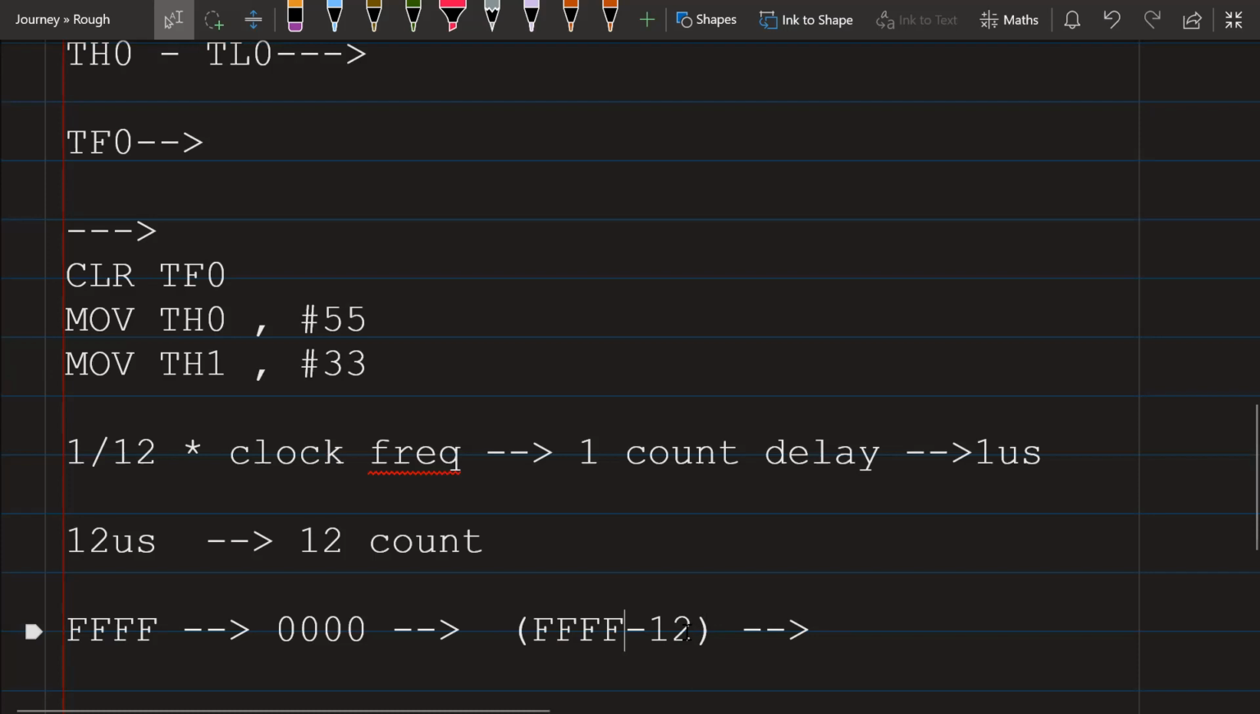Okay, FFFF minus 12 plus 1 it is. Because as soon as it reaches FFFF, it doesn't overflow yet; it overflows on the next count. So you have to do minus 12 plus 1. This is the formula actually. Okay.